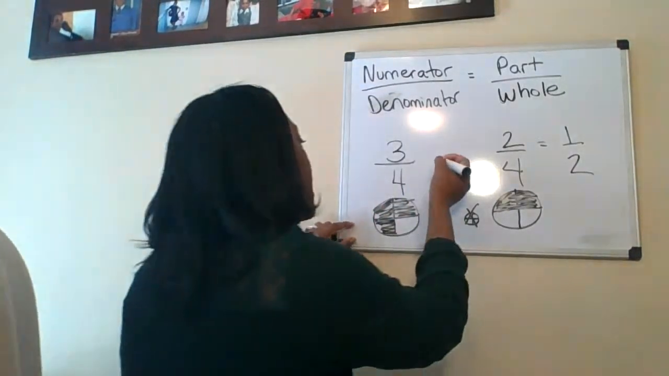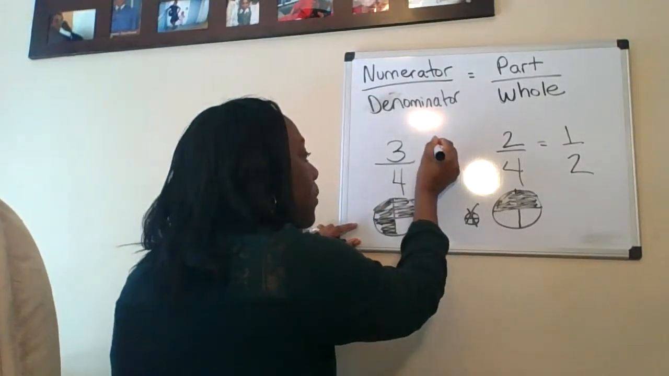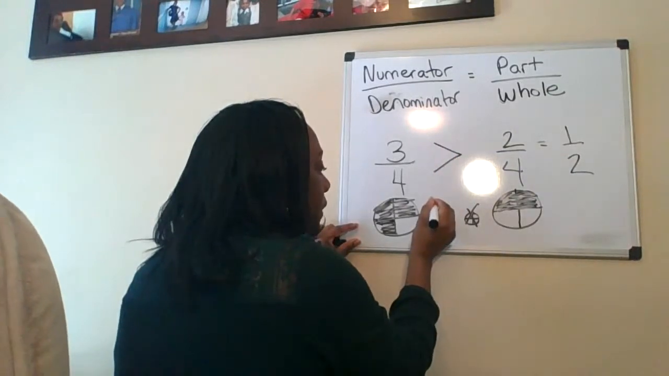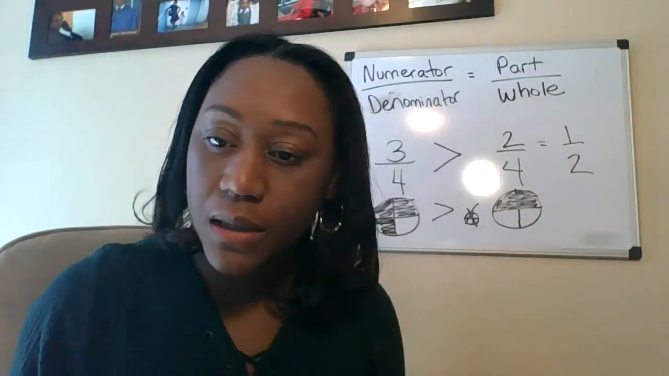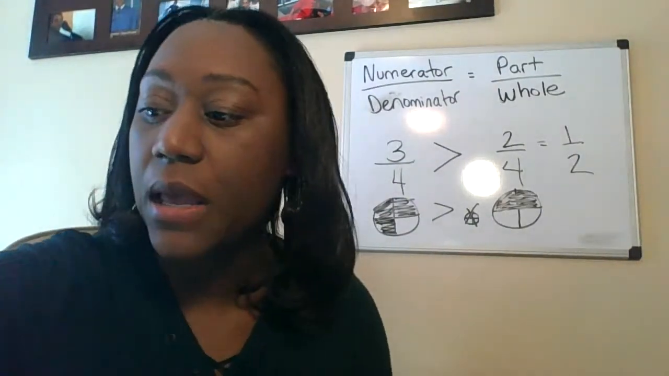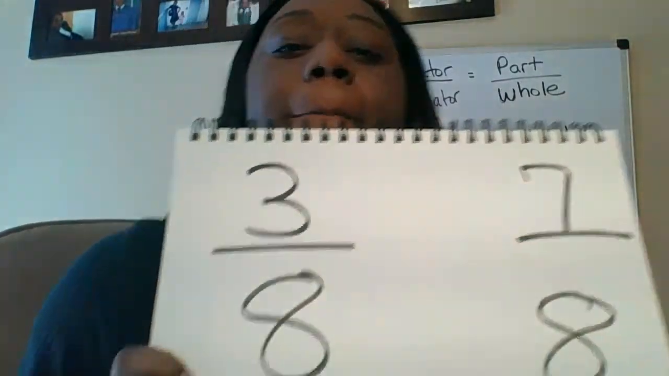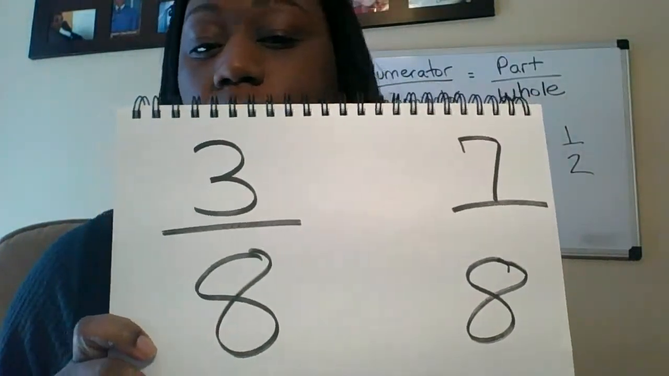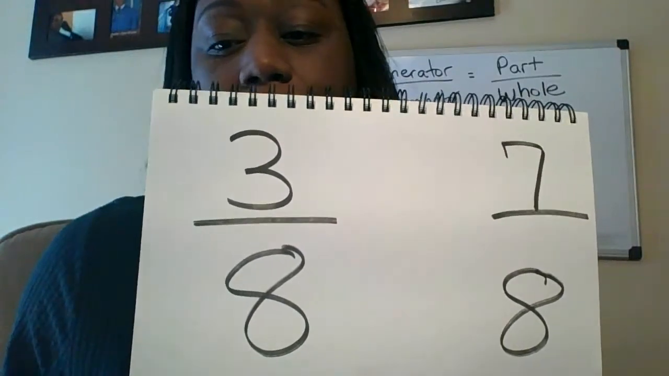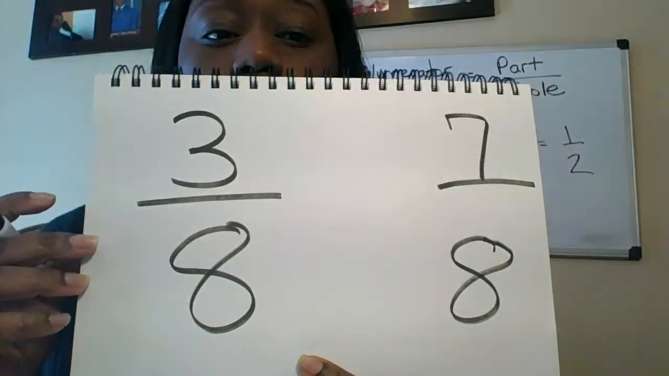Okay, good. Everybody's saying that 3/4 is more. So I'm going to open up the alligator's mouth to eat the 3/4. That's the one that's more. And the alligator wants to eat the one that's more. Now, same denominator. Which one is more? Which one is more?